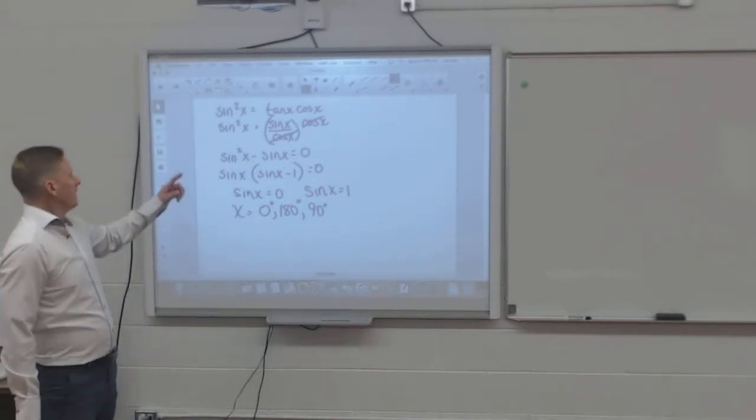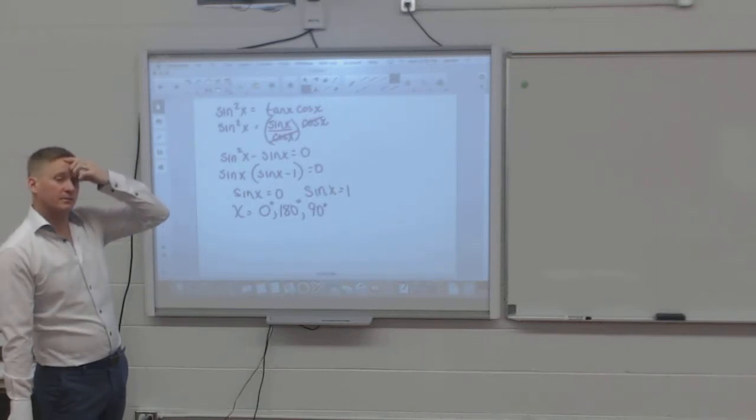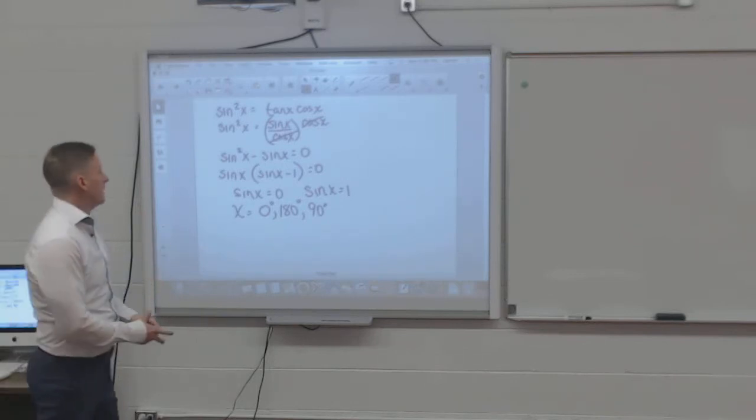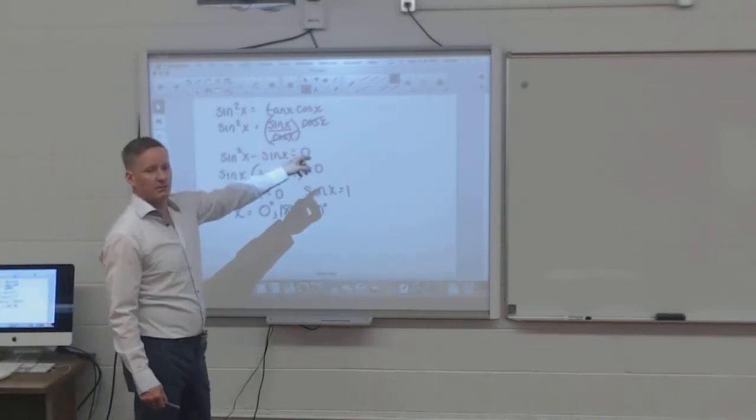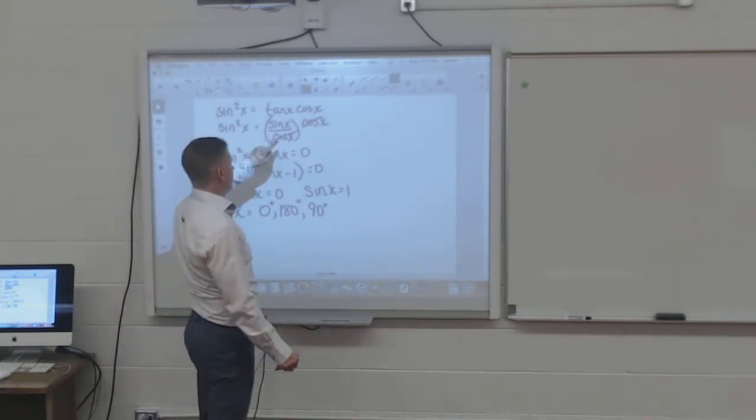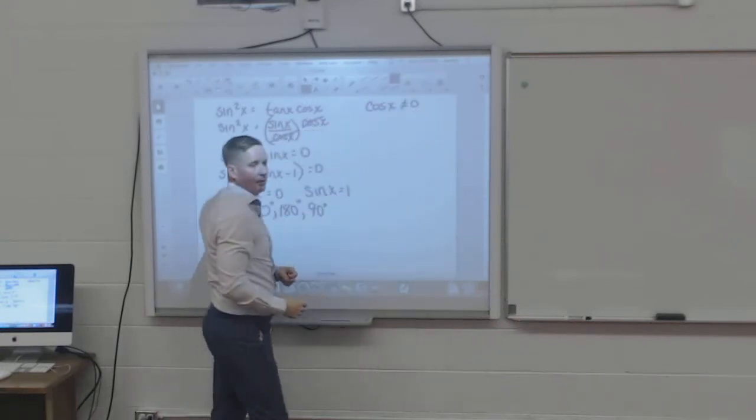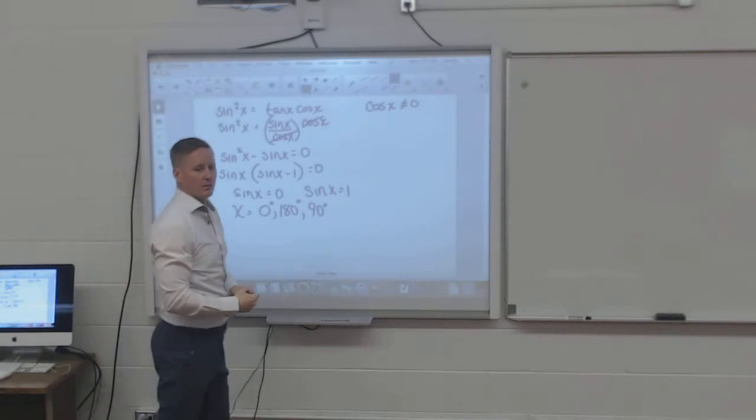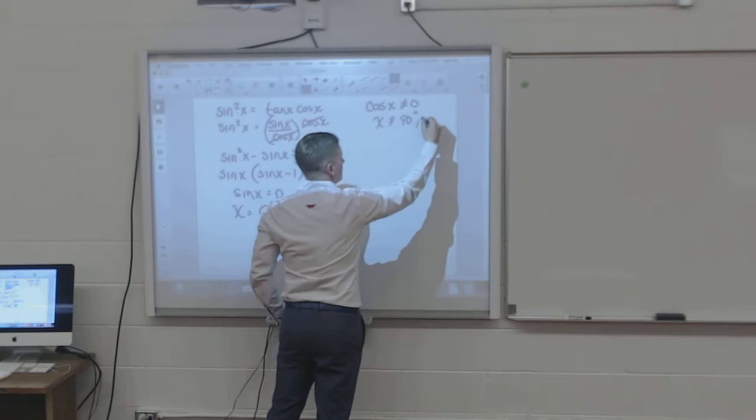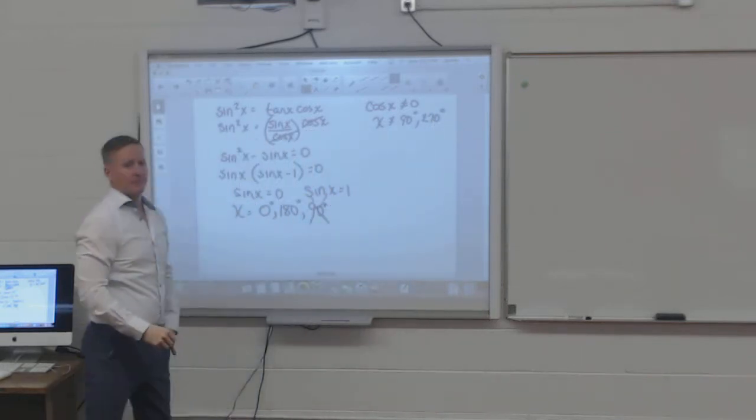When I'm doing these questions, I have restrictions. Because I have fractions, I have to take into account that there are restrictions. So what are my non-permissibles? Cos x can't equal 0, right? Where does cos x equal 0? 90 and 270. So therefore, that can't be a part of my answer.